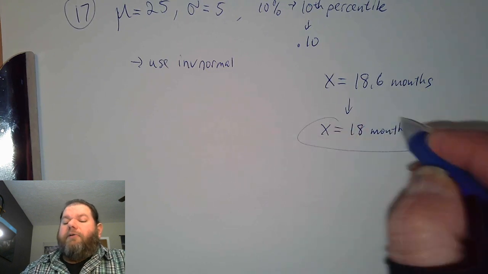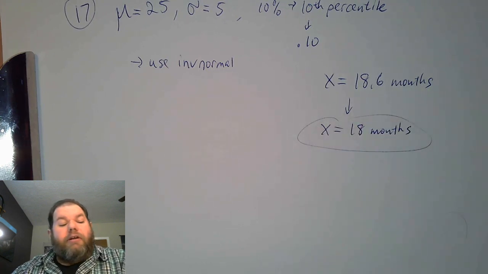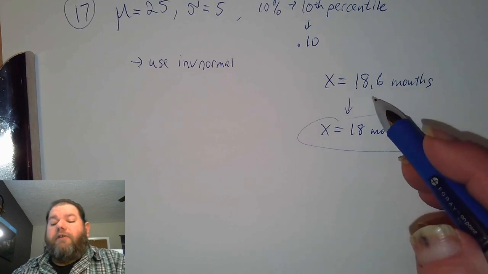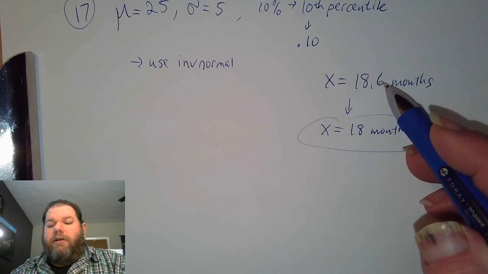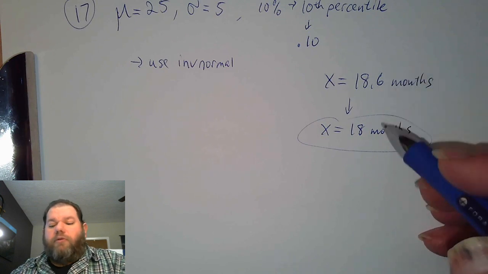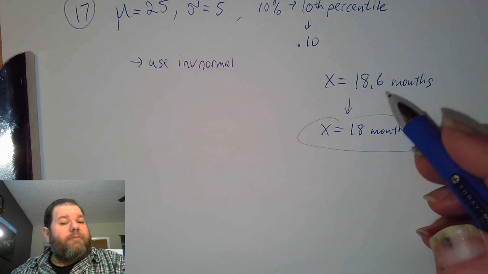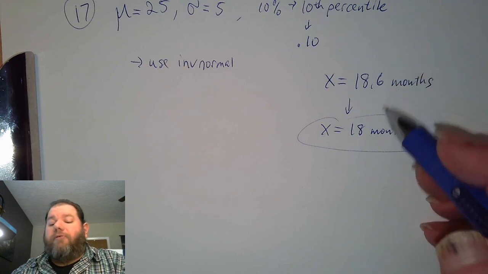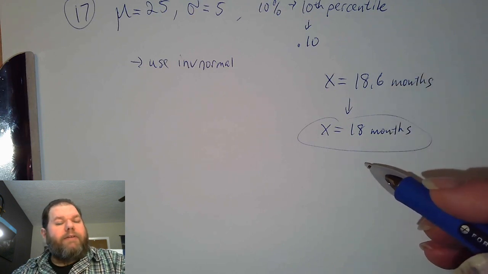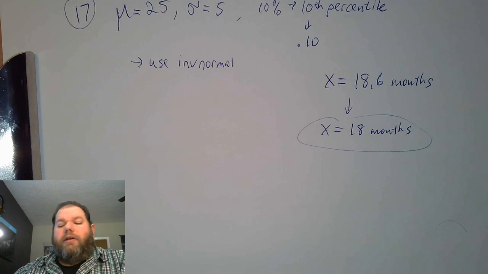Now, the reason that we round down is the company did not want to exchange more than 10%. So if this value represents 10%, anything higher than that, if we round up to 19, would actually be more than 10%. And if we round down to 18, it would be less than 10%. So we have to think about this somewhat logically to properly answer this question.